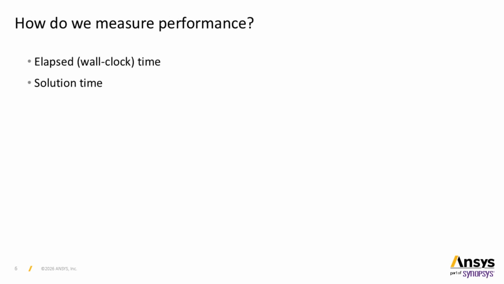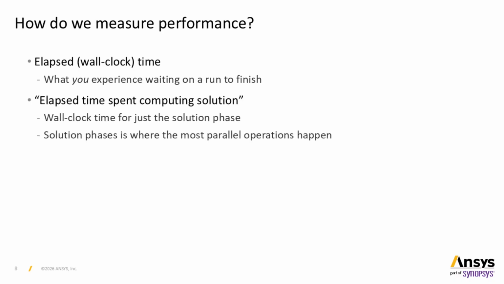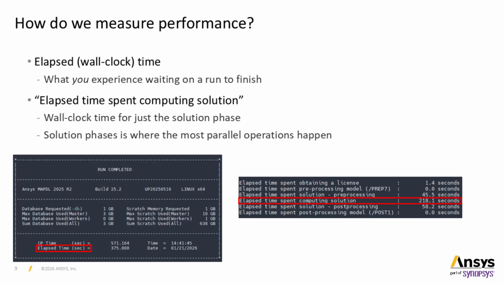So how do we measure performance in MAPDL? Well, there are 2 ways. We can use the elapsed or the wall clock time, or we can look at the solution time. The elapsed or wall clock time is the job's time from start to finish, and that's what you experience as a user. The solution time is the solver phase, and this is where most of the parallel work lives. In MAPDL, look for these 2 lines in the output file, the total elapsed time and the elapsed time spent computing solution. The total elapsed time tells you how the whole run behaves, and the solution time is your primary scaling lens. This is the one we focus on.